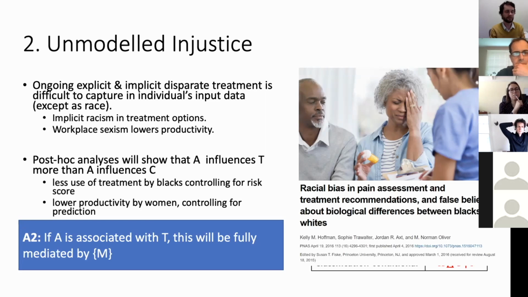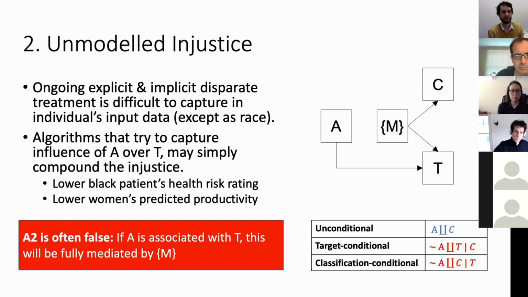And so what will happen, if you do a post hoc analysis here, is that you show that A influences T more than A influences C. So there's going to be less use of treatment by blacks controlling for the risk score. There's going to be lower productivity by women controlling for the prediction of how productive they were going to be if we weren't able to incorporate this in. And so this assumption that if A is associated with T, it's going to be fully mediated by the model isn't always true unless you're explicitly looking at sensitive attributes.